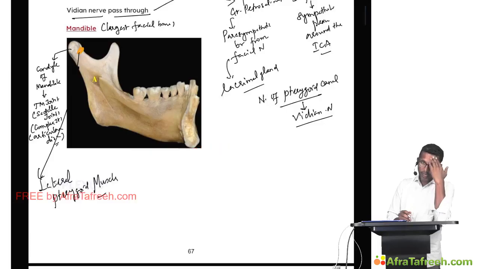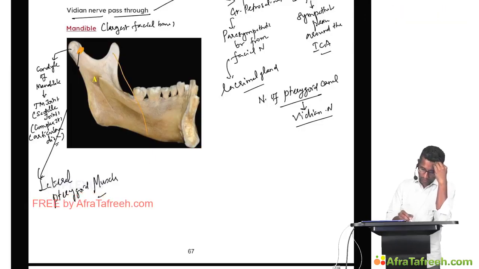Now if you see on the anterior portion, you see a process which is spiking here. This process is called the coronoid process.